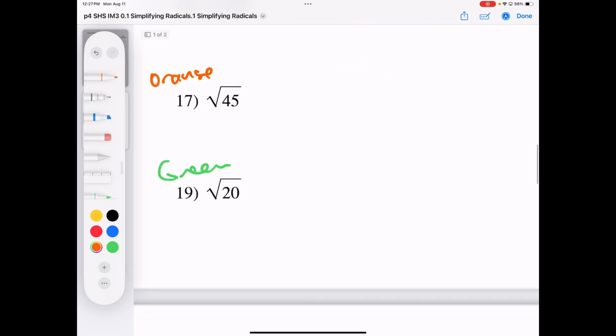Good job. All right, orange chairs. Tell me all the factors. Numbers that multiply. 5 and 9. What else? 45 and 1. 15 and 3. Do we see any perfect squares there? No. I probably pick... Remember, this is the number you want to find.